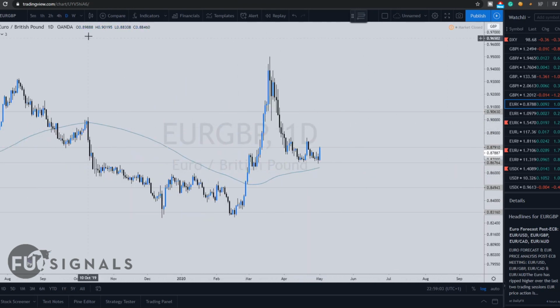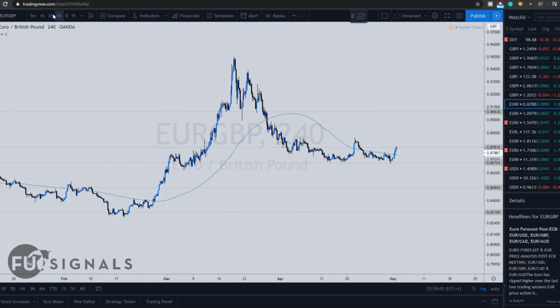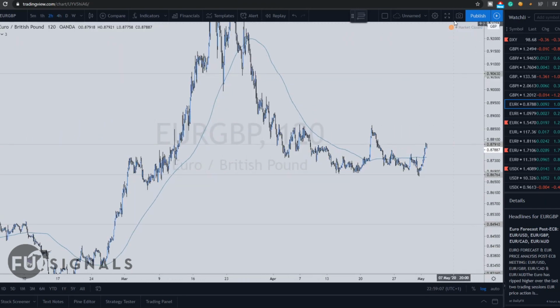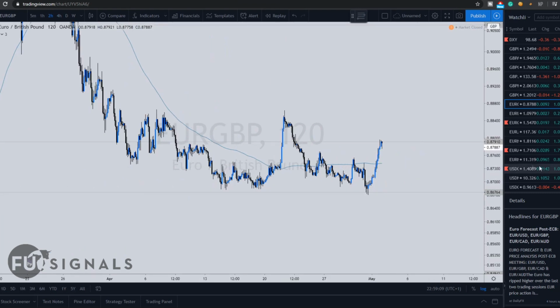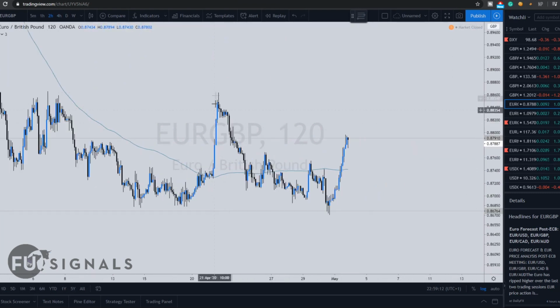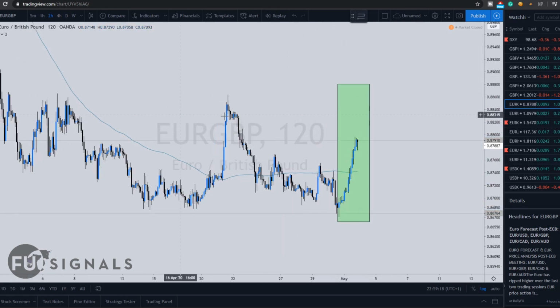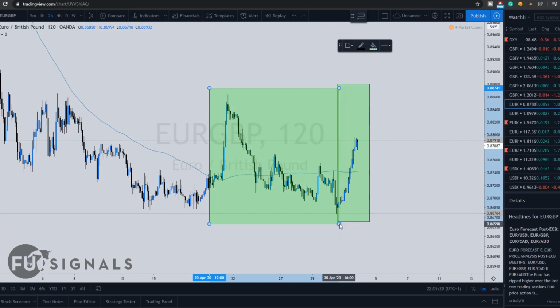So let's take a look at the 4-hour time frame. So what do we see? We see bearish price action. Forget about this area here, right? Forget about this area. Boom. We forget about this and we're looking at this pair right here. We see bearish price action, right?